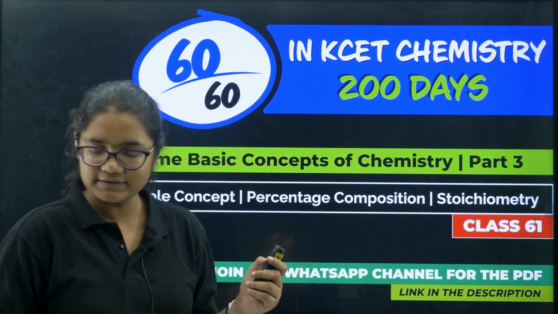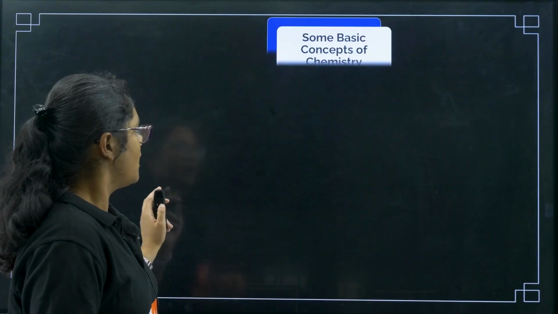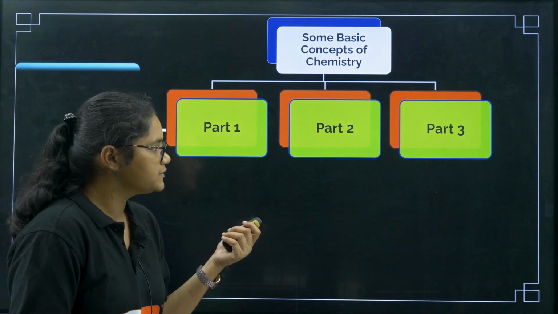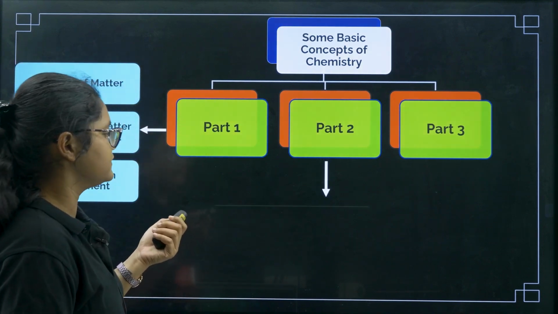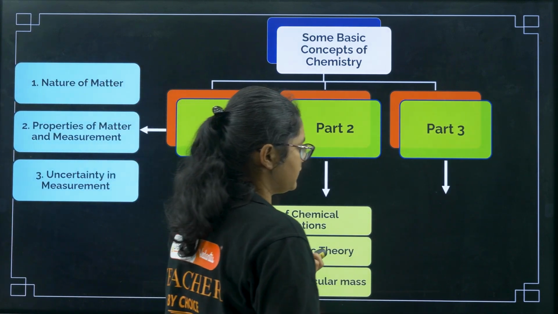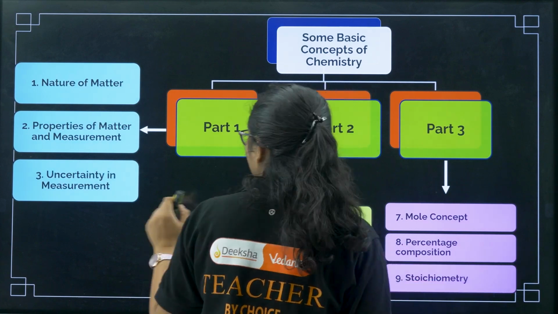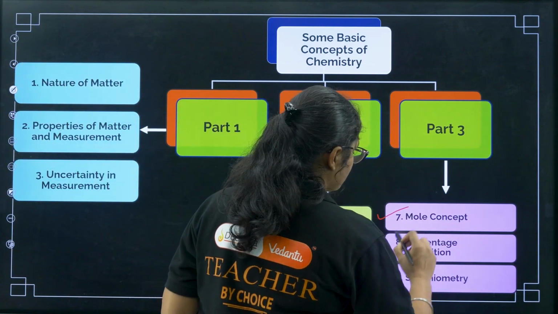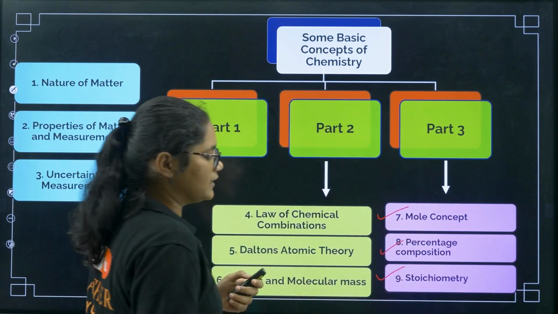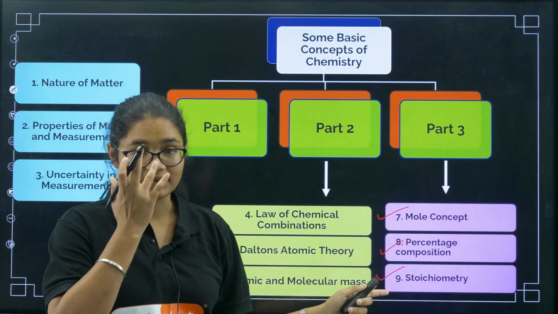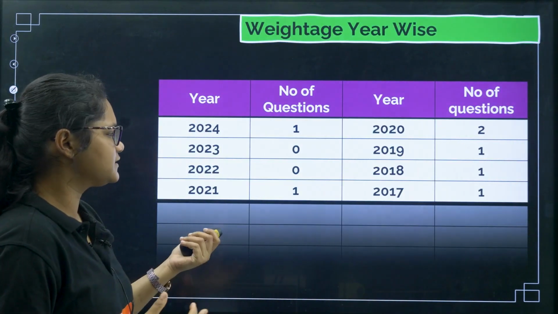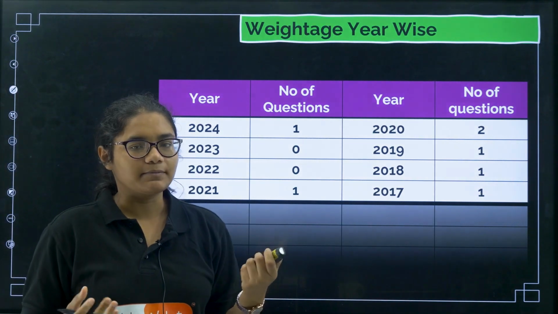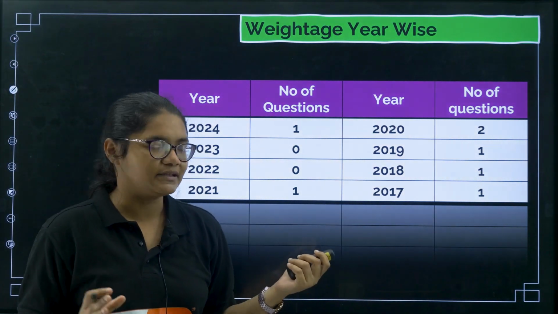Okay, so yes, now let's get started. I have already explained to you how we are going to complete this chapter. Today we are in part 3, and here we are going to discuss mole concept, percentage composition and stoichiometry. Stoichiometry is very important. Next, regarding the weightage of this chapter, you can expect 0 to 1 questions every year.